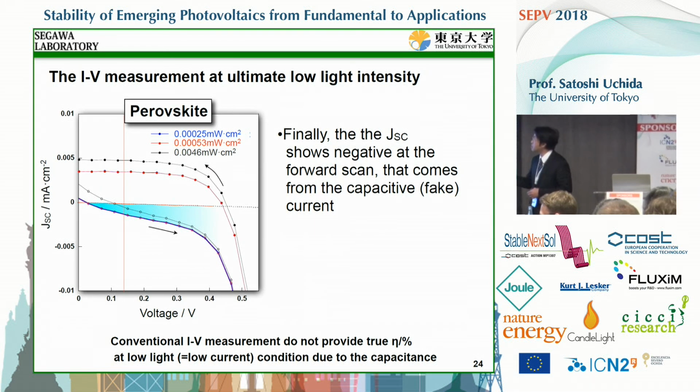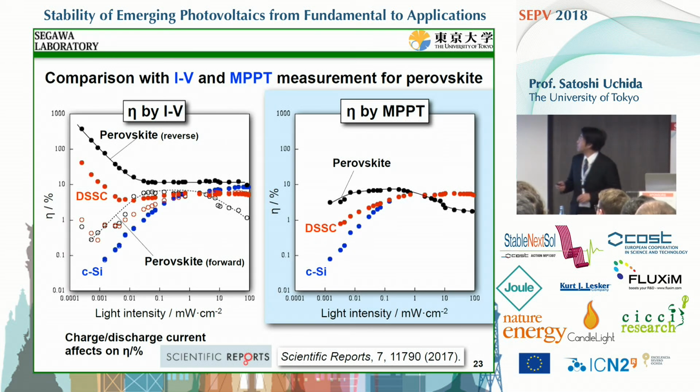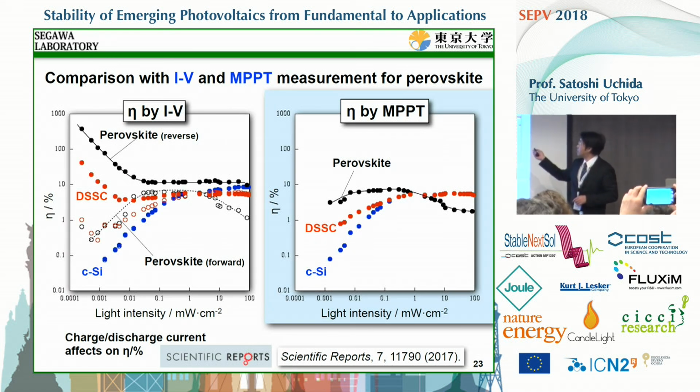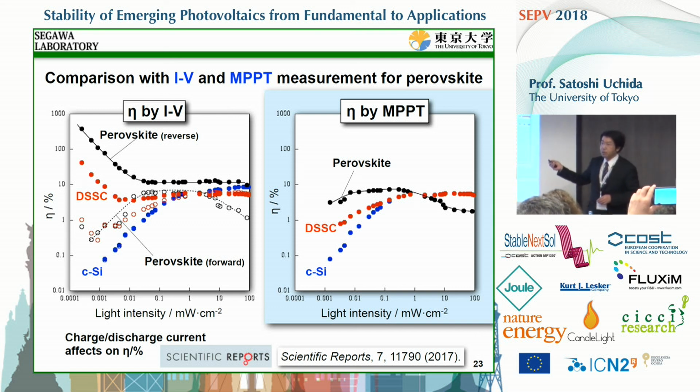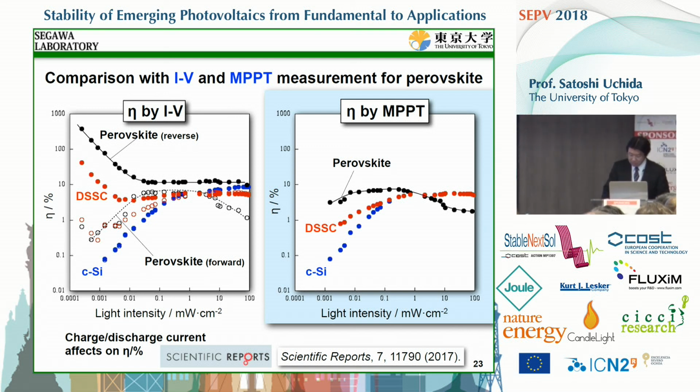The performance by IV measurement, and this is the performance by MPPT. You can see the crystal silicon doesn't have hysteresis or capacitance, and shows the same number. But in the case of the perovskite solar cell, it shows a kind of non-linear, but I think very natural, trend.